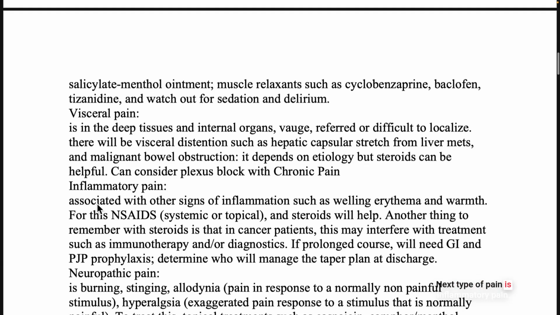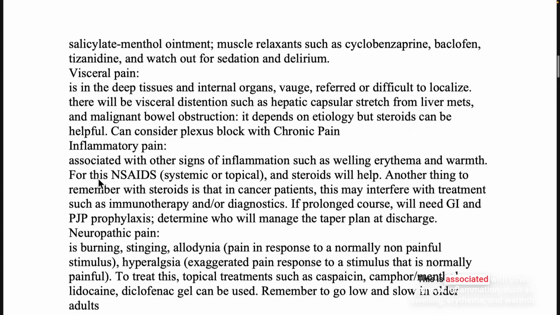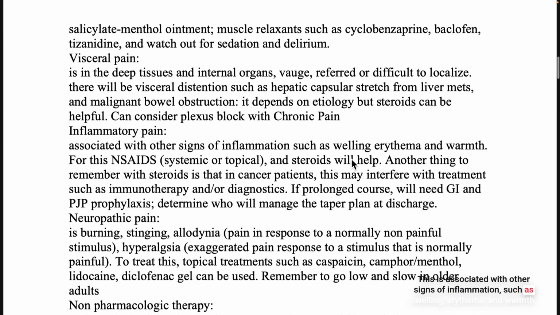The next type of pain is inflammatory pain. This is associated with other signs of inflammation such as swelling, erythema, and warmth. For this, NSAIDs, systemic or topical, can help, or steroids can help. Another thing to remember with steroids is that in cancer patients, this may interfere with the treatment, such as immunotherapy and/or diagnostics. If there's a prolonged course of pain, you'll need GI and PJP prophylaxis.